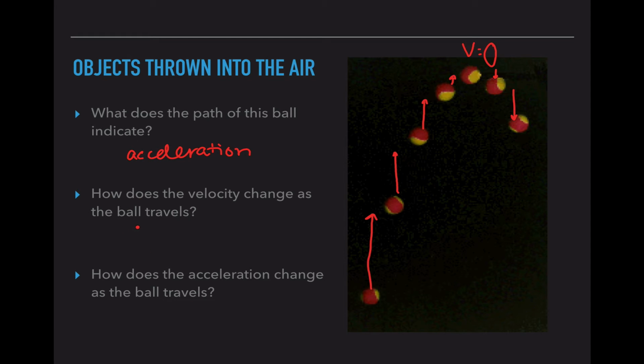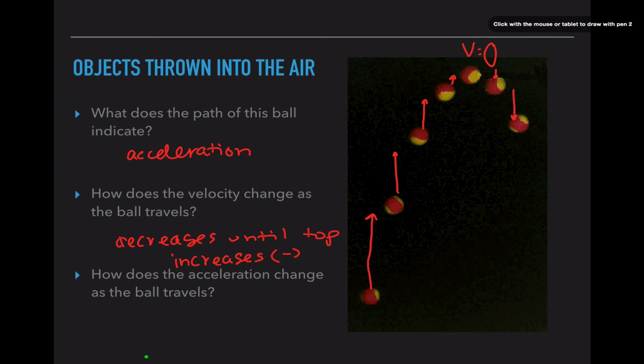So the question, how does the velocity change as the ball travels? It decreases until the top, and then it increases in the negative direction. So that's how the velocity changes.